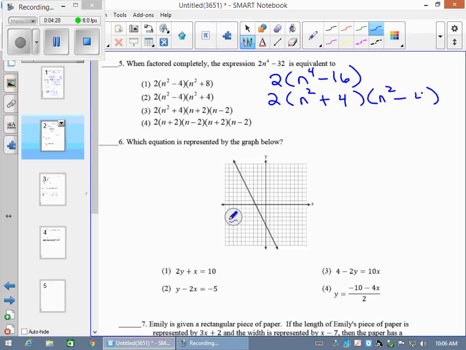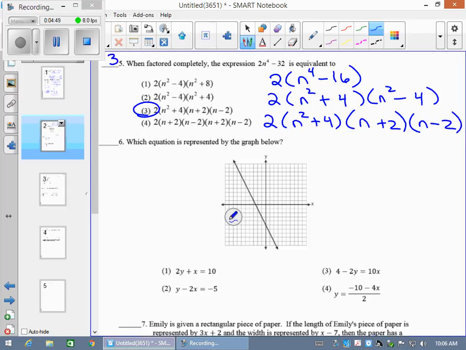Now I'm going to bring down the 2 and the n squared plus 4 because they can't be factored further. The n squared minus 4 can be factored again by a difference of squares. N squared and 4 are both perfect squares with a subtraction sign. So this would be the expression factored completely, which should be choice 3.